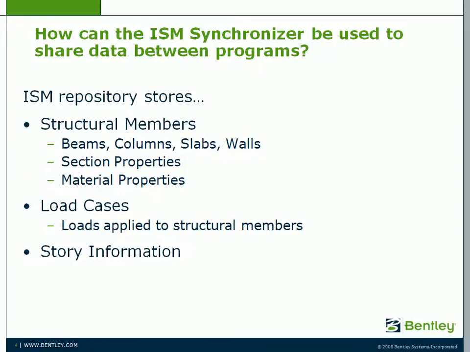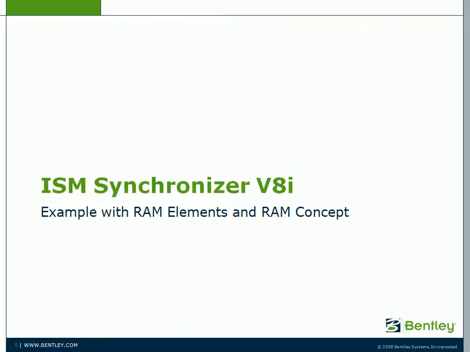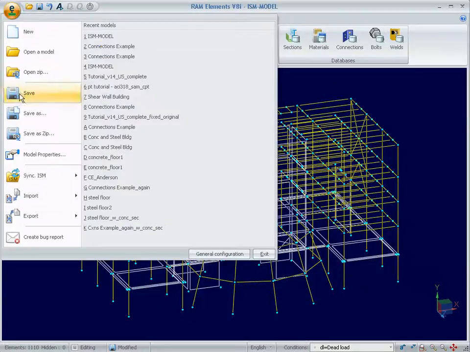ISM is not intended to store all of the information that all of its client applications contain. Rather, it's intended to store and communicate data that is common to two or more applications. The remainder of the presentation will be an example of RAM Elements and RAM Concept utilizing the ISM repository to exchange information. Here's a RAM Elements file already defined.